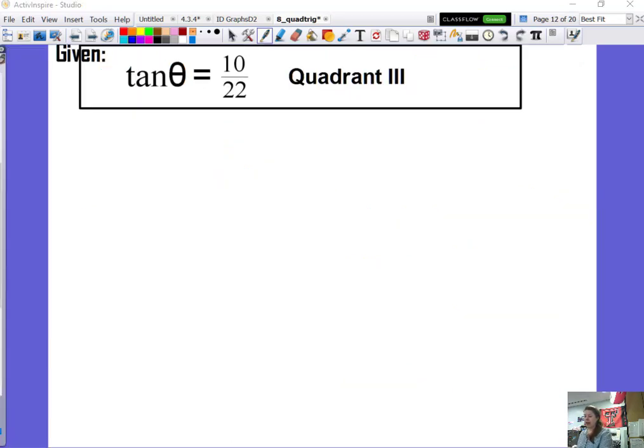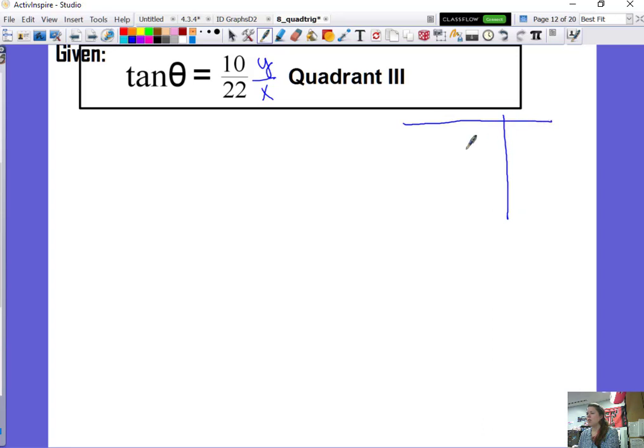So then other times, you can be given different pieces of information. So here we have tangent, and we've been given a ratio. And we've also been told that it's in quadrant 3. So if we know it's tangent, and we know it's in quadrant 3, we know this is y, and we know this is x, and we know it's in quadrant 3. Well, both numbers are positive. How can it be in quadrant 3?